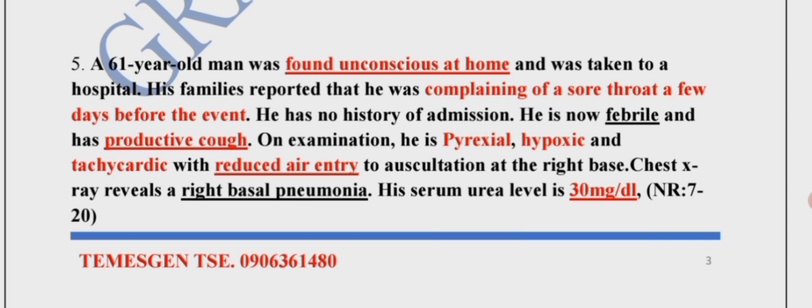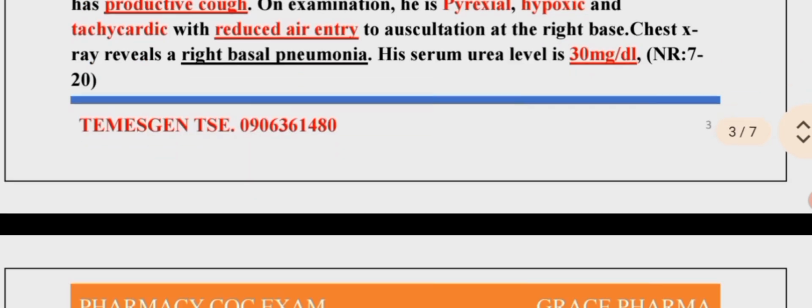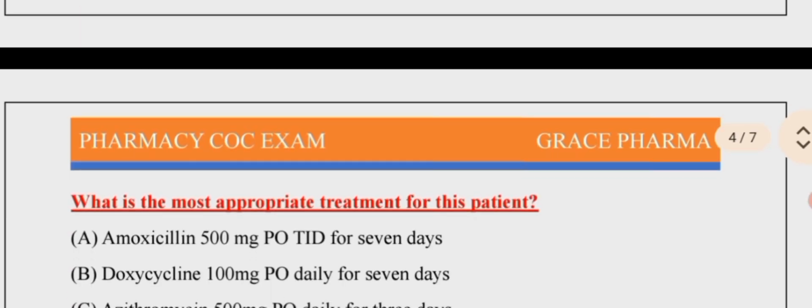Serum urea level 30 mg per deciliter. The normal range is from 7 to 20. So what is the most appropriate treatment for this patient?